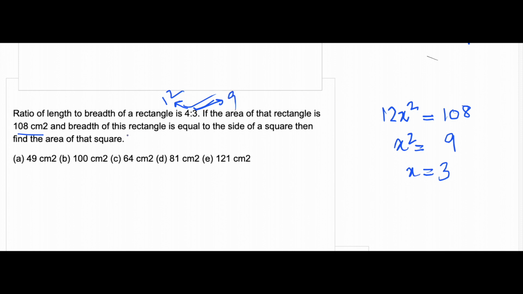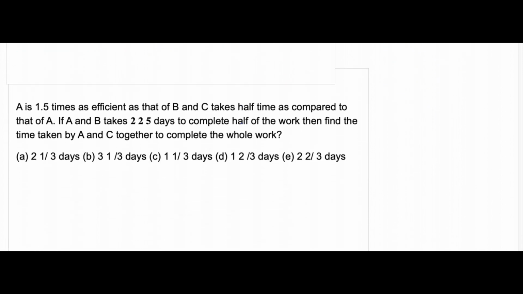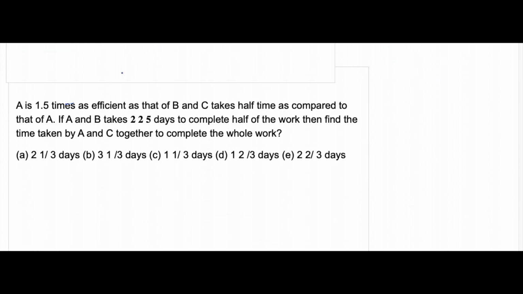Okay. If the breadth of this rectangle is equal to the side of a square, so 9 is equal to the side of a square. Then find the area of that square. So the area of that square is 9 into 9, 81.